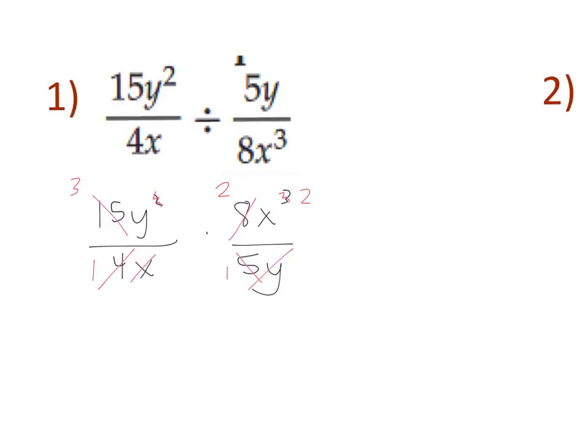Now I could look at if there's anything still left over needing to simplify, and I don't believe there is. So I have 3y times 2x squared. So that would be 6x squared y over 1 times 1. So I would have 6x squared y over 1, and I don't need the over 1. So my final answer would be 6x squared times y.